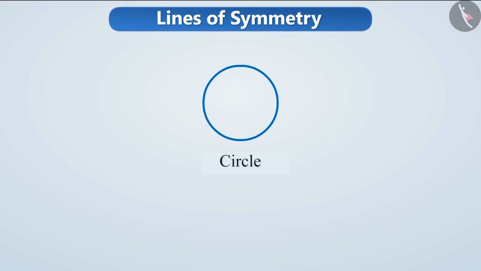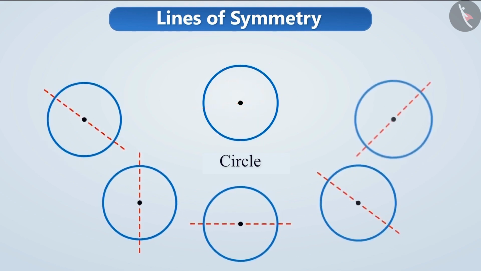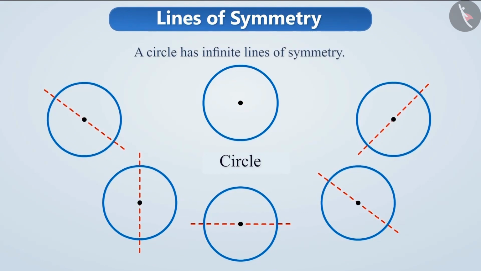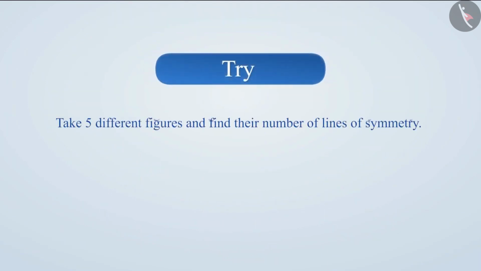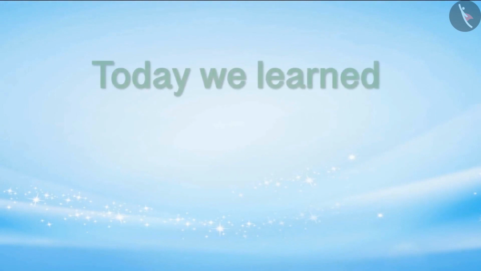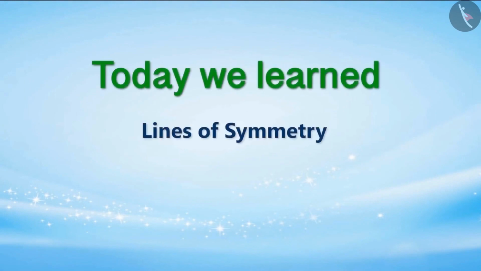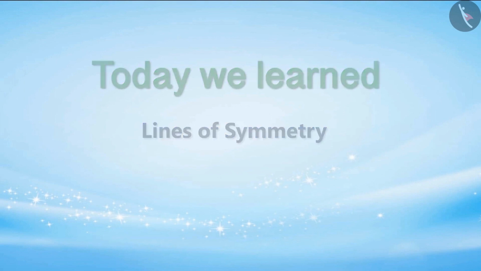But if we look at a circle, any line passing through its center is a line of symmetry. And since there are an infinite number of lines which can pass through the center, hence a circle has infinite lines of symmetry. Now take 5 different figures and find out the number of lines of symmetry in them. Today we learned lines of symmetry. In the next video, we will look at some interesting examples based on this.